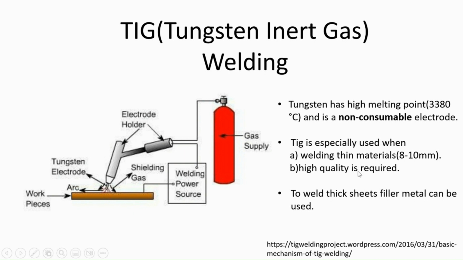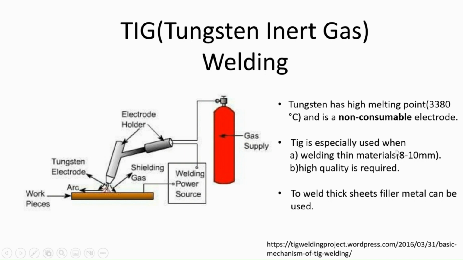One use of tungsten is that it has a high melting point. And it is a non-consumable electrode also. What does non-consumable electrode mean? It means this tungsten electrode is not being consumed in this welding process. Some welding processes use the electrode itself as a filler material to weld. In this case, this tungsten electrode won't melt. It is a non-consumable electrode.